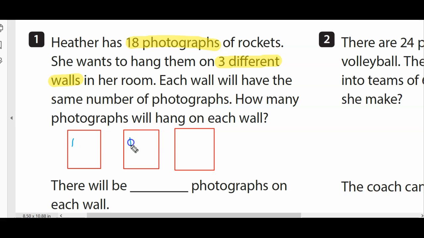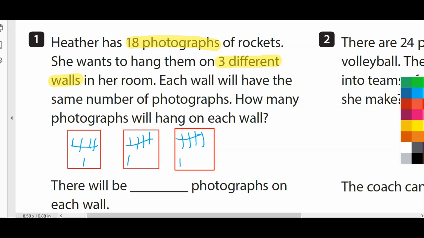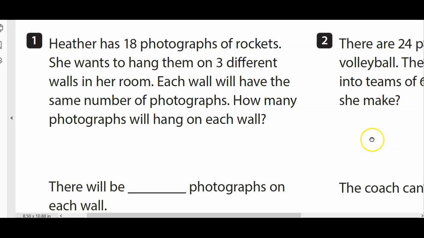So I got 1, 2, 3, 4, 5, 6, 7, 8, 9, 10, 11, 12, 13, 14, 15, 16, 17, 18. Okay. Now, what are they asking us to find out? What's the question? How many photographs will hang on each wall? Well, how many do I have in each square? 6. So there will be 6 photographs on each wall. Okay. Let's do number 2, and then you guys could do the rest.